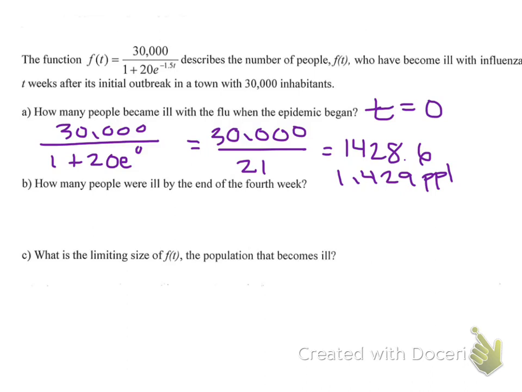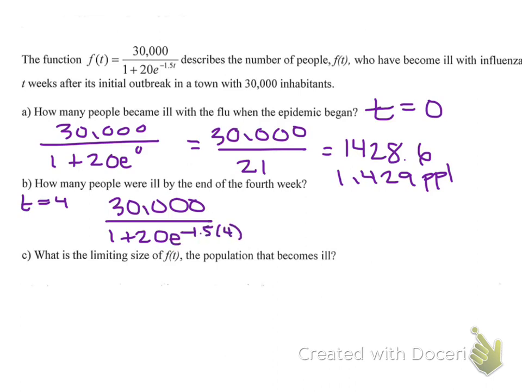Letter B says, how many people were ill by the end of the 4th week? Easy enough, we just plug in t equals 4. So I have 30,000 over 1 plus 20e to the negative 1.5 times 4. Calculator work, type this all in the calculator. I would just recommend putting an extra set of parentheses in the denominator or do it in 2 stages. When we do this, we get approximately 28,583 people.